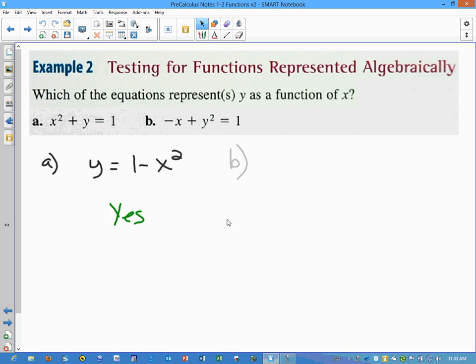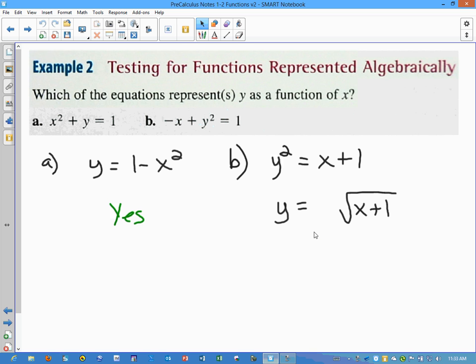With b, again, we want to solve it for y, because we want to know, is y a function of x? So to solve for y, I'm going to add x to both sides, which gives me y squared equals x plus 1. Then I'm going to take the square root of both sides. And when I do that, the square root of y squared is y, and the square root of x plus 1 is the square root of x plus 1.